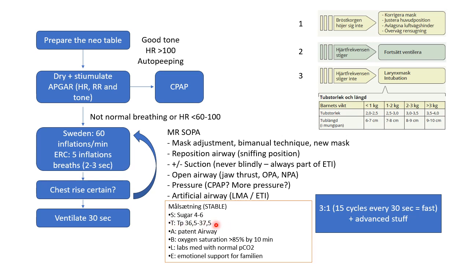Temperature should be normothermia. If not, they'll get paracetamol or something like that. They need a patent airway. That's part of what we want. Oxygenation over 85 after 10 minutes. It rises from, I think, 60. And then labs with normal PCO2 and emotional support for the family. So that's my algorithm here. I think it's more simple.